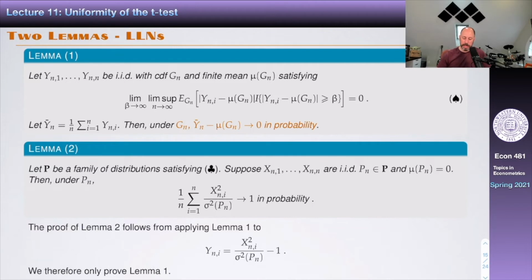The second lemma applies the first lemma to the problem we care about. Let bold P be the family of distributions that define the Clough condition, the uniform integrability condition. Suppose that X1 through Xn are IID with P_n being a sequence there, and that the mean is 0. This is just without loss of generality. Then under P_n, this converges to 1 in probability. This is exactly the object that we had in our previous slide, so lemma 2 gives us exactly what we want. And then just look at this thing over here. This is lemma 1 applied to this object.